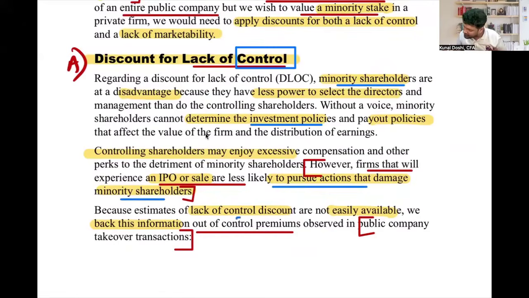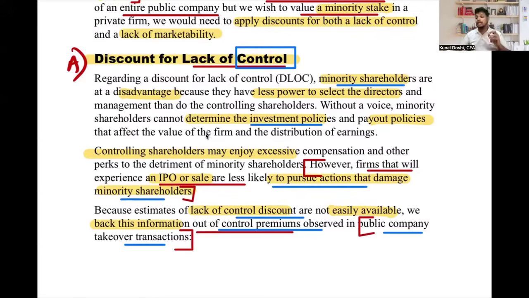Because the estimates of discount for lack of control are not easily available, we back out this information out of control premium observed in public company takeover transactions. So we take the control premium from the recent takeover transactions, and we reverse calculate to find what is the discount for lack of control. This discount for lack of control, or the control premium, will be provided, and you can find the discount for lack of control.